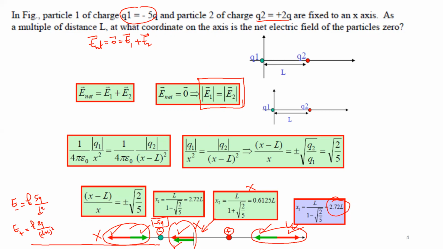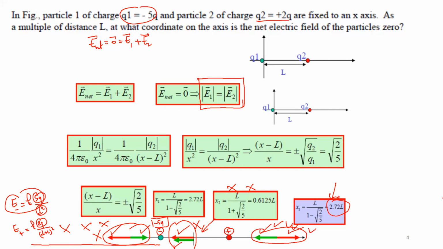And if you see here, this one will always be bigger than this one, because the charge is bigger, number one, and also the distance is smaller. So here I cannot have net electric field equal to 0. Okay, so this is a solution here, and this is given by this one, not by this one. You got the idea. Okay.